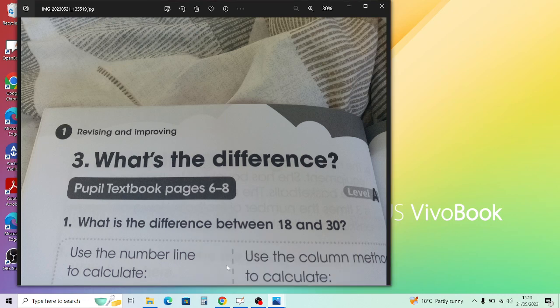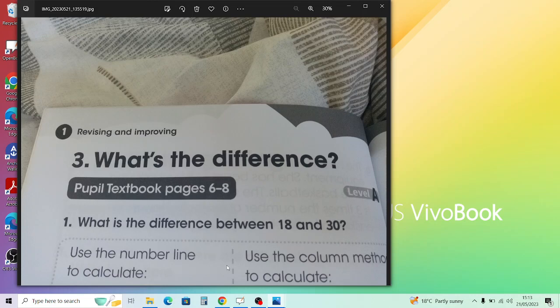What's the difference? So difference is usually about subtractions. And that's what they're really showing you here. So what is the difference between 18 and 30? That's the same as 18 plus what number gives you 30? So 30 take away 18. And how do you do that? So 18 plus 10 and then plus 2. Or you could do 18 plus 2 gets you to 20 and then plus 10. And either way is fine.